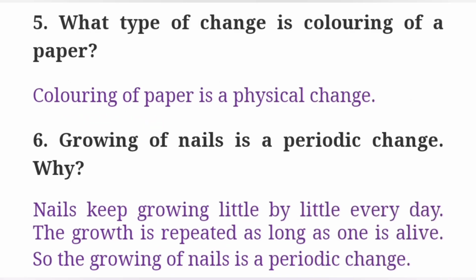Fifth question, what type of change is coloring of a paper? Coloring of paper is a physical change. Sixth question, growing of nails is a periodic change. Why? Nails keep growing little by little every day. The growth is repeated as long as one is alive. So the growing of nail is a periodic change.